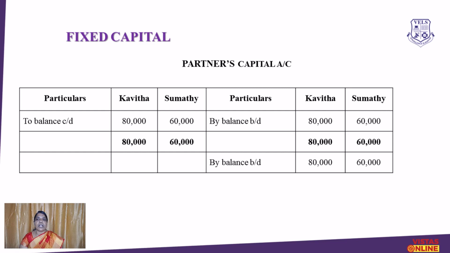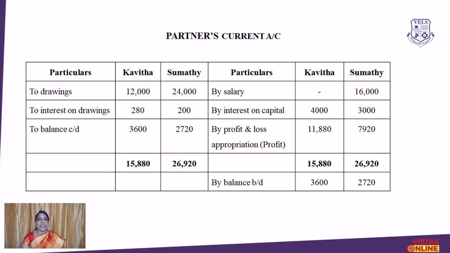Then you come to the calculation of Sumati. The total value on the credit side is 60,000. On the debit side there is no value. So the balance amount is also the same, 60,000. To balance CD for Sumati 60,000. We have to bring down both values. So we write it by balance BD: in the Kavita amount column 80,000, Sumati amount column 60,000. Then we can see the partner's current account.